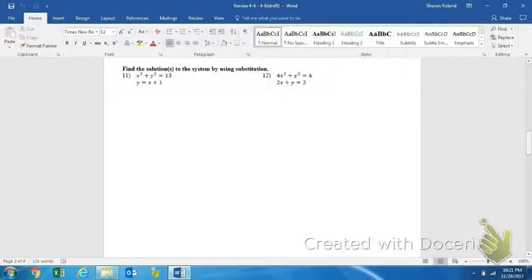Well, since we have this already solved for y, I'm going to rewrite that top equation. But I'm not putting y squared because I know y equals x plus 1. Square that and it equals 13. So I'm going to come over here and use the Punnett square.